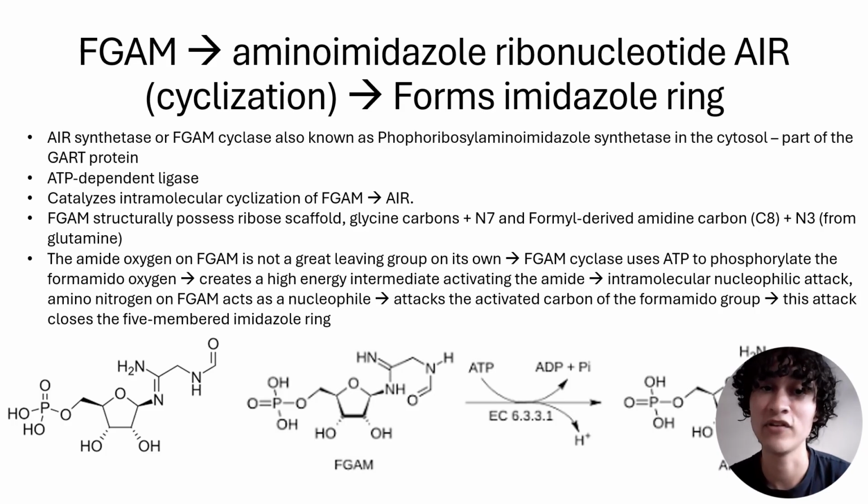Okay, so the next step after this is to eventually start building that pyrimidine ring. But to take a few steps back, formylglycinamidine ribonucleotide undergoes a cyclization reaction, an intramolecular cyclization reaction, to form aminoimidazole ribonucleotide. Okay, so it's got that first imidazole ring.